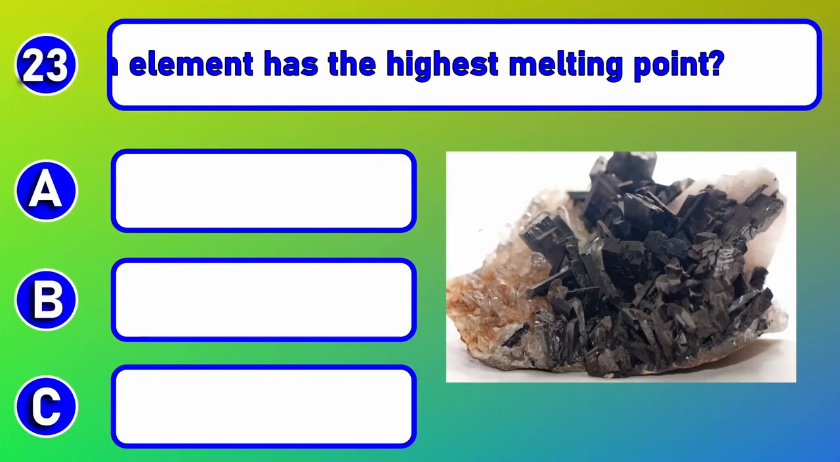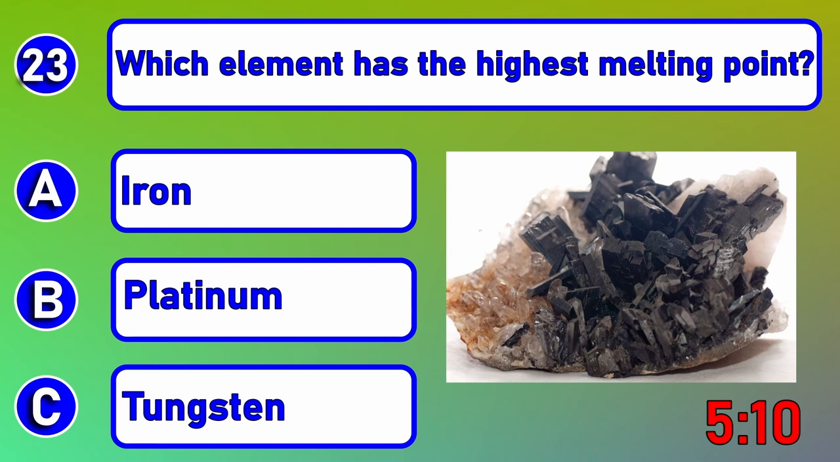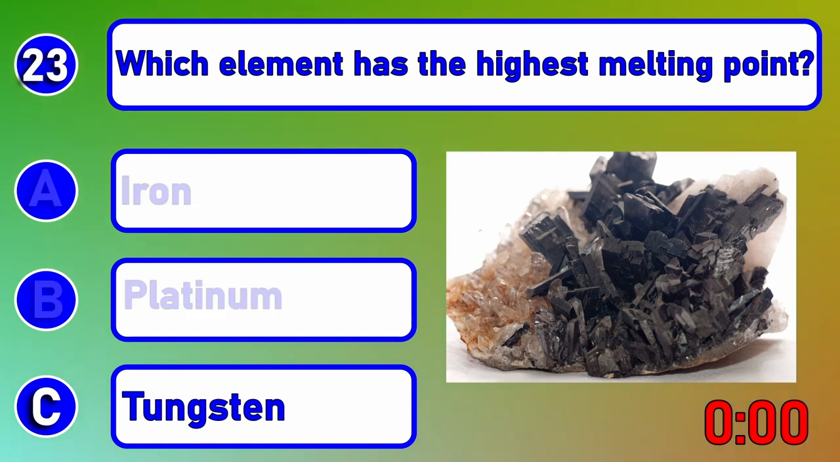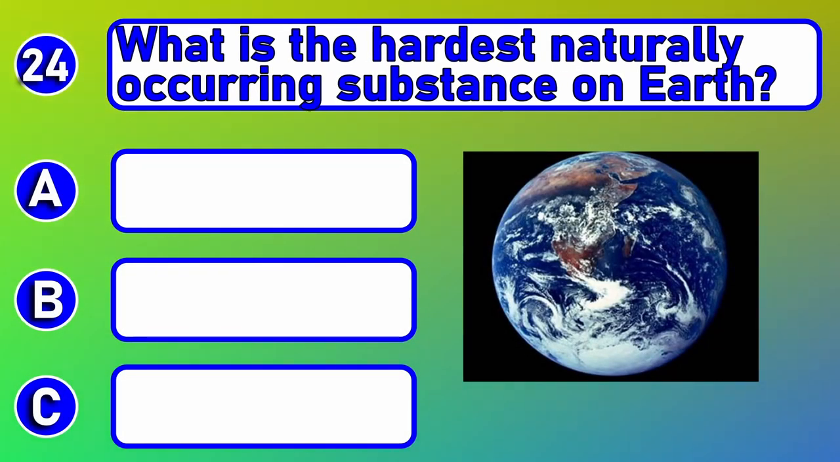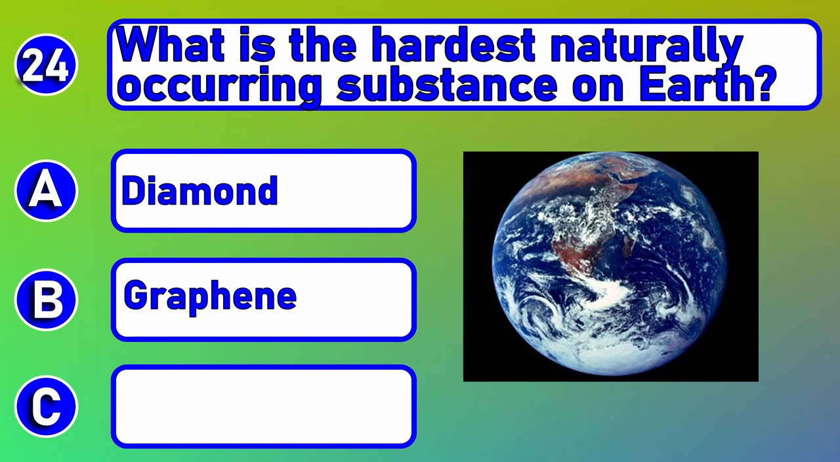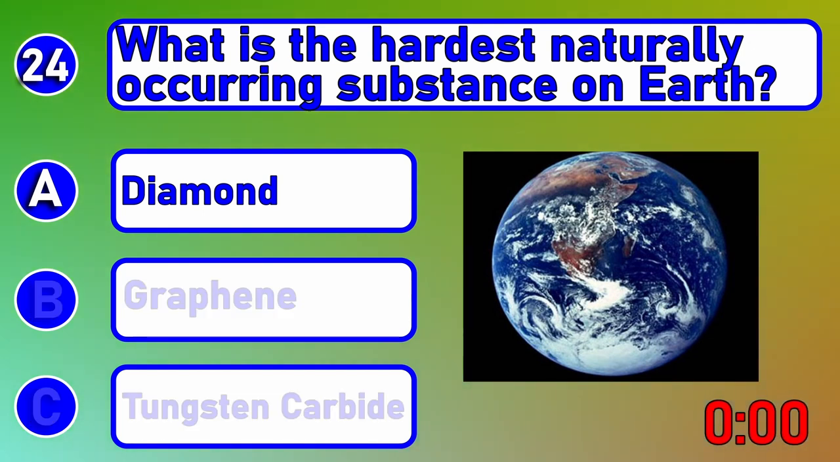Number 23. Which element has the highest melting point? Iron, platinum, or tungsten? And that is C, tungsten. And our penultimate question, number 24. What is the hardest naturally occurring substance on Earth? Diamond, graphene, or tungsten carbide? And that is a diamond.